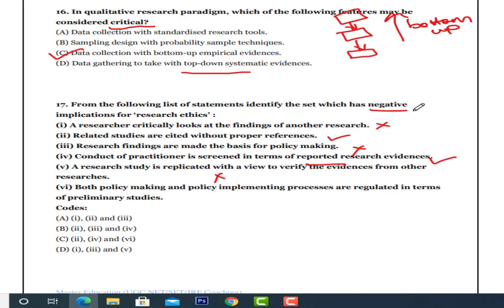So this one comes. They are asking which is a negative implication for research ethics. Both policy making and policy implementation processes are regulated in terms of preliminary studies. So we have to find out the policies and process in terms of preliminary study itself. So options 2, 4 and 6 are the correct answer.